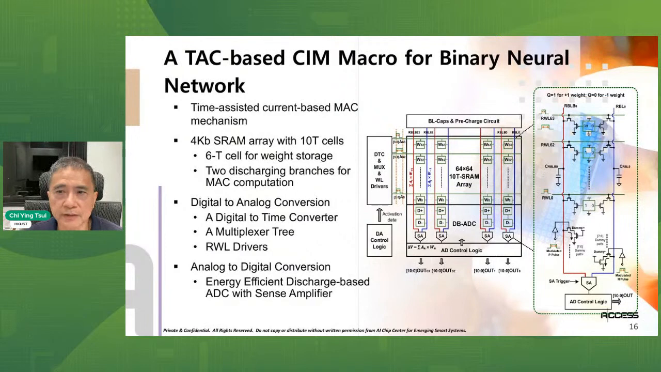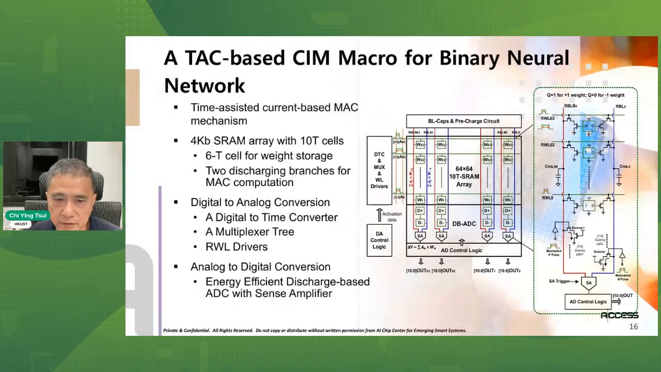So overall, the architecture will be like this. This is the array, for example a 64 by 64 10T SRAM array. The 10T SRAM is basically each cell consisting of a 6T SRAM cell and then two different discharge branches. Each branch consists of two transistors. The digital-to-analog conversion is done by the digital-to-time converter and multiplexing trees, and also a driver that delivers the time pulse into each word line of the array.